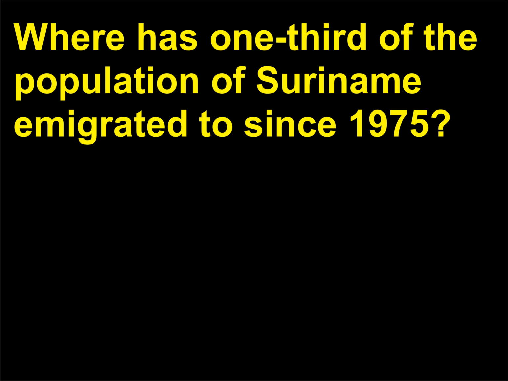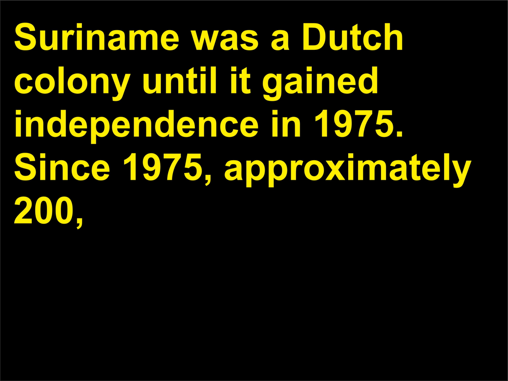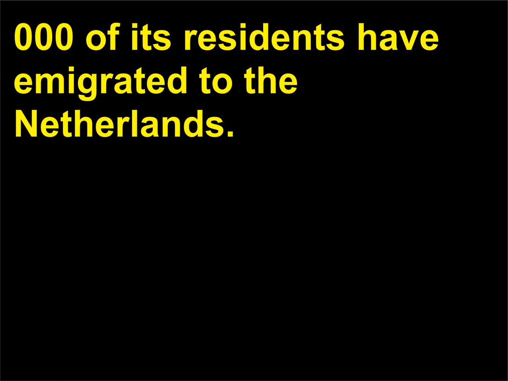Where has 1/3 of the population of Suriname emigrated to since 1975? Suriname was a Dutch colony until it gained independence in 1975. Since 1975, approximately 200,000 of its residents have emigrated to the Netherlands.